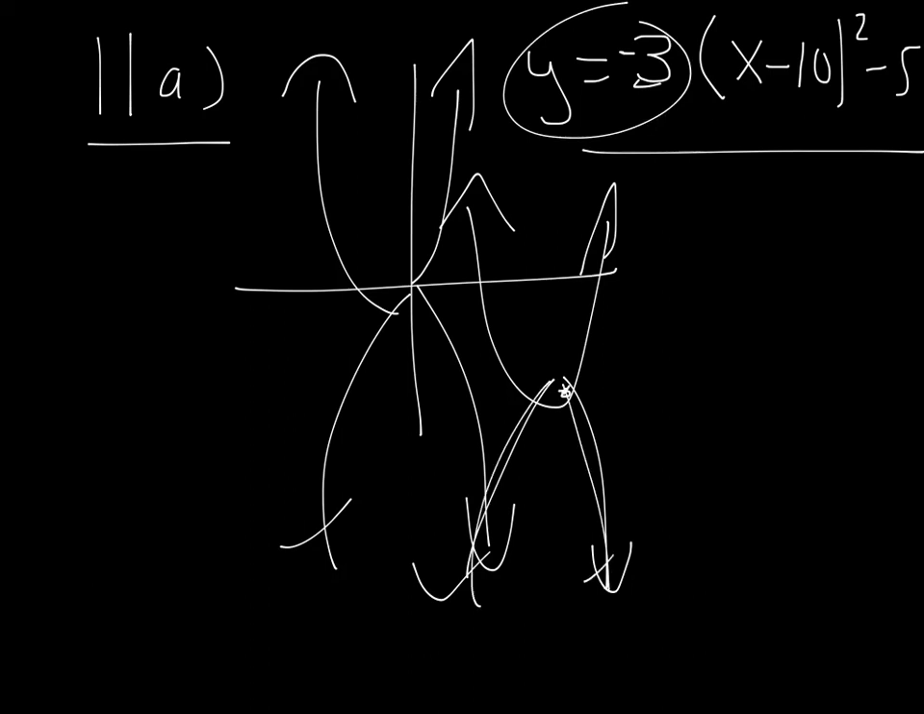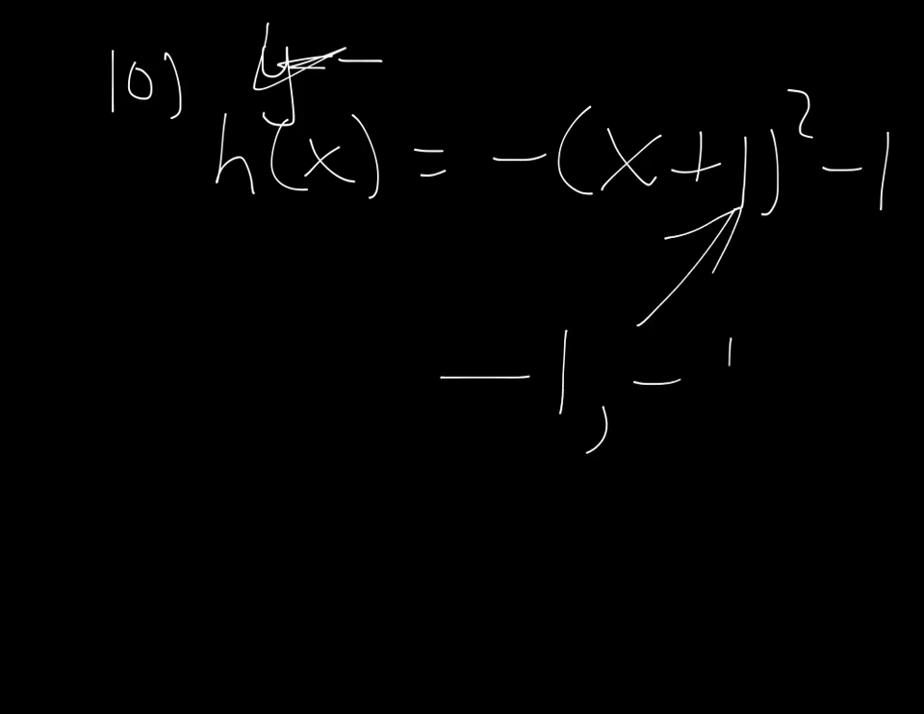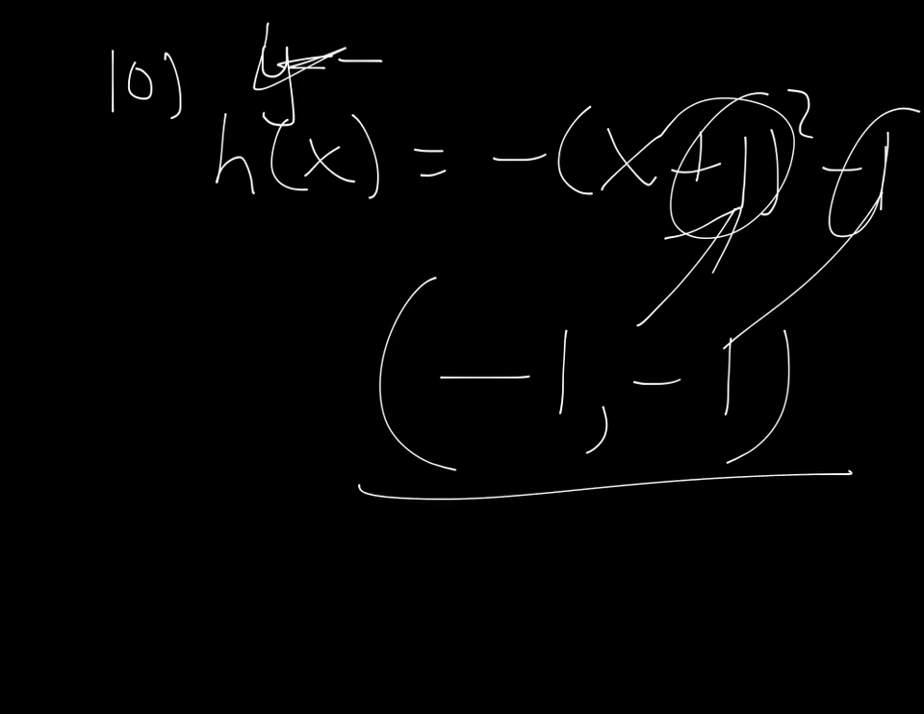Let's move to the next one. Let's skip to, which one do I want to do for the practice test? So page 57 in the practice test, number 10. If I have this, for example, in C, h of x is equal to negative (x plus 1) all squared minus 1. What's the vertex? Well, the vertex is going to be (-1, -1). I'm going to change this sign, and not change that sign. So there's your vertex.